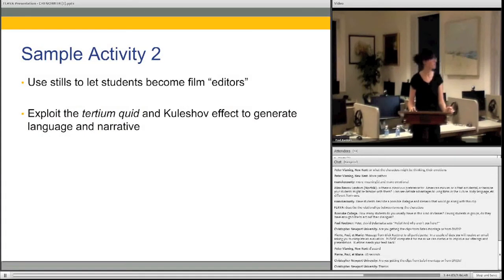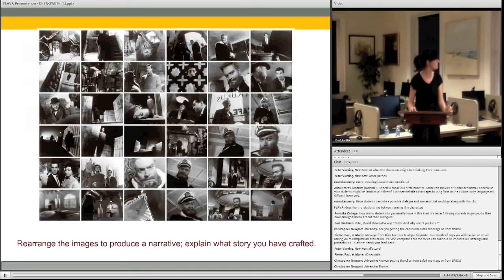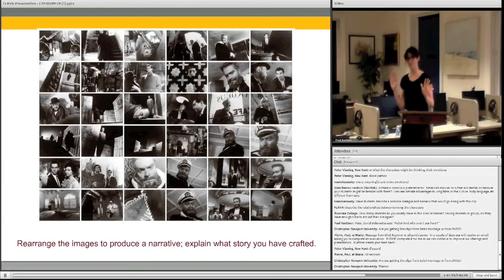Here, you can do the same thing, but on a broader scale, now not within one scene, but just give them a bunch of images. This would probably be too much, I realize, right? But rearrange the images to produce a narrative and then tell your story, right? Very basic, but using montage effects, continuity editing not so much, but very much that third thing, that tertium quid, right? Because all they're doing is putting images next to each other in order to generate a story, in order to generate psychological interiority, etc.